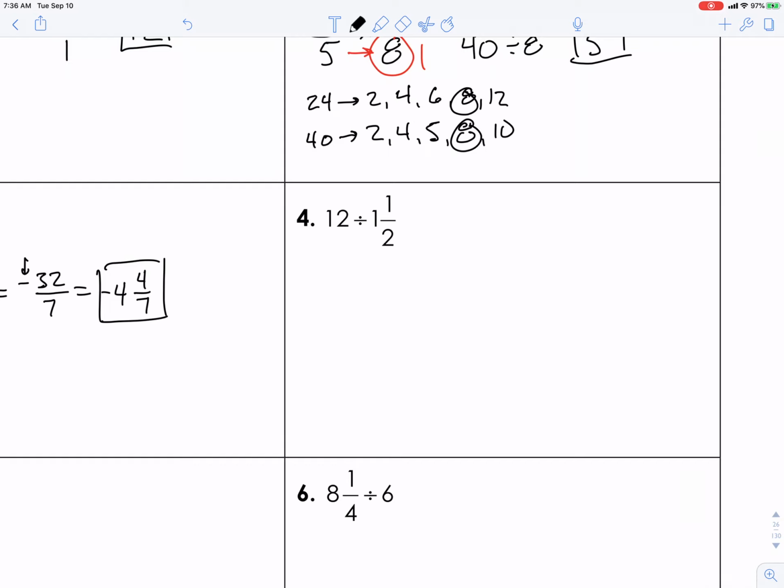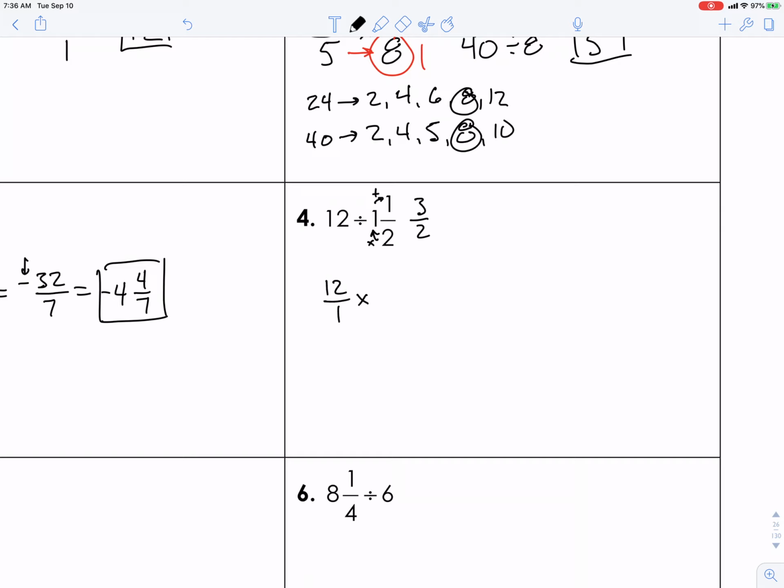Again, all I got to do is put a 1 under the whole number. There's no fraction with that 12, so I just put a 1 under it. Change that division to multiplication. I still have to fix this. Don't forget, multiply and add. 2 times 1 is 2, plus 1 is 3. So that would have given me 3 halves.